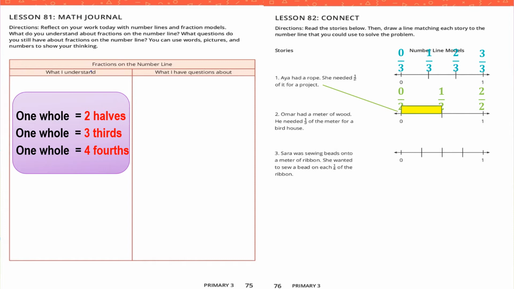Join the distance between 0 over 3 and 1 over 3. This is the location of one third on the number line. Match.